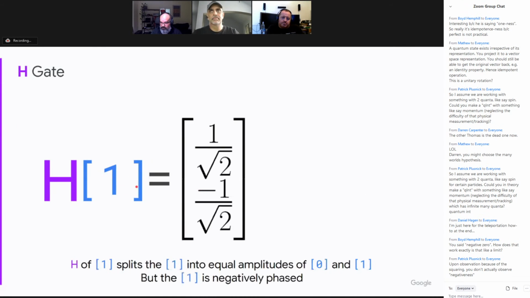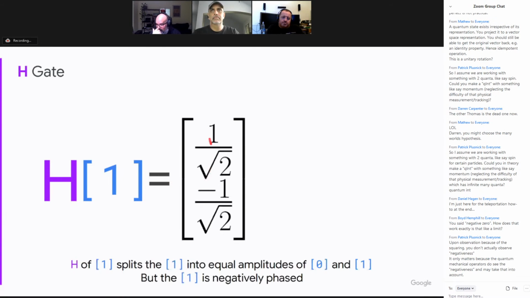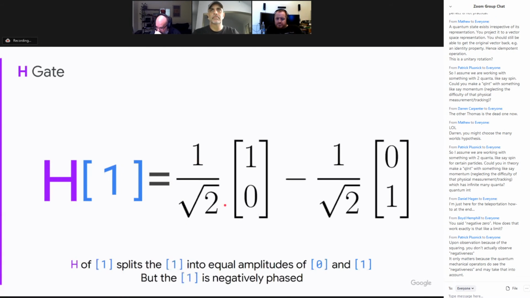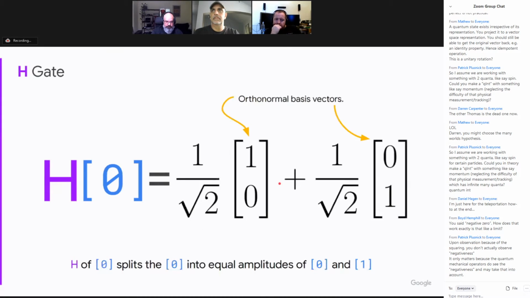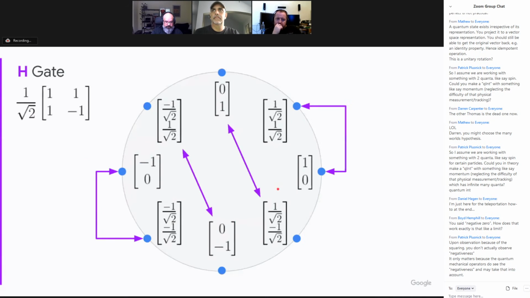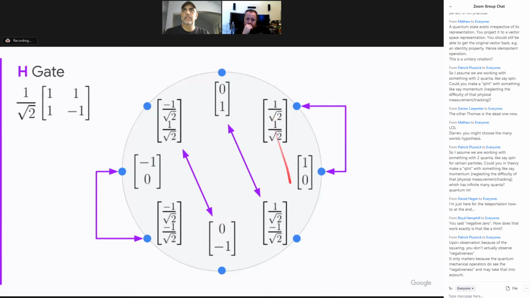H of 1, similarly, but differently, there's a negative sign in here. So it still takes us to an equal superposition of the 0 bit and the 1 bit, but there's this negative sign in the mix. This negative sign, for our purposes right now, is pretty important, that these two states are mathematically distinct from each other.